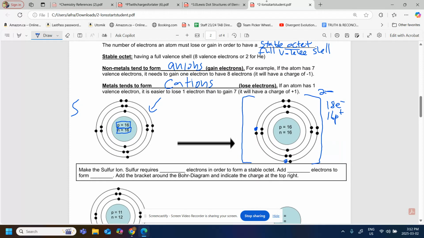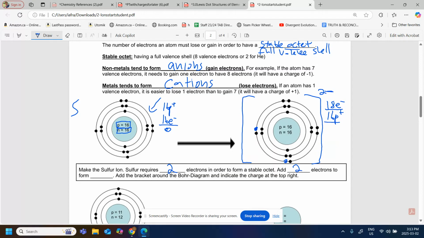But what that means is you have 16 positive charges and 18 negative charges. You have 2 more negative charges than positive charges. Before that, you had 16 protons, 16 electrons. They cancel out. They have the same amount of positive and negative, so that canceled out. It was not charged. But now it is charged. You have an anion. So sulfur requires 2 electrons in order to form a stable octet.